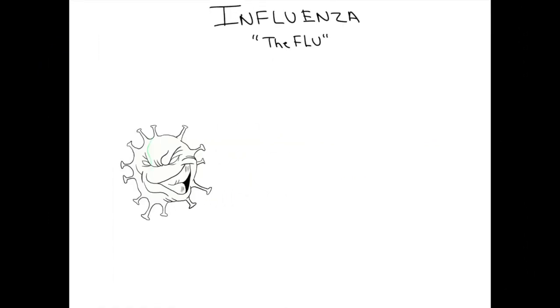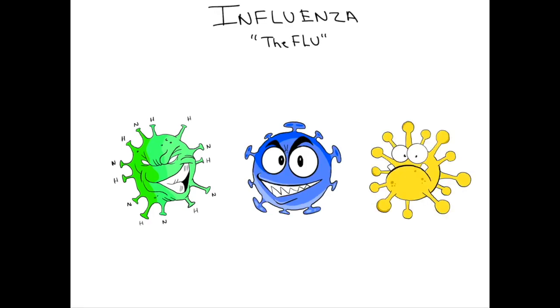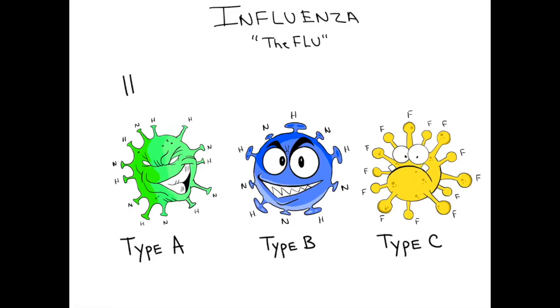Influenza, or the flu, has three different types, which I have depicted with these viruses here. A type A, a type B, and a type C. And on their surfaces they have proteins which help the virus enter and exit the host cells. And as you can see here, type A and B contain the H and N protein, and the type C contains the F protein. Now there are many variations of these proteins, so they are further subdivided by a number.